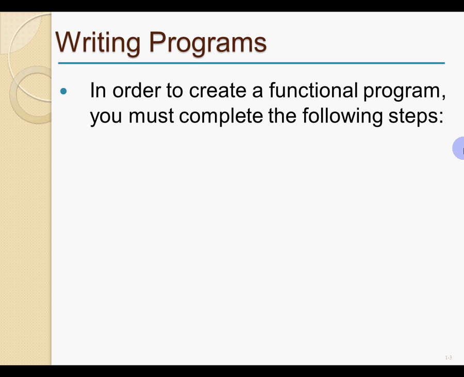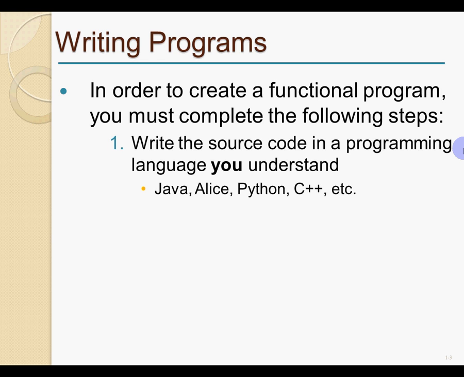In order to do this, you have to complete a couple of steps. First of all, you have to write what we call source code. This is code that is written in a programming language that you, the programmer, understand. So it could be something like Java, Alice, Python, C, etc.